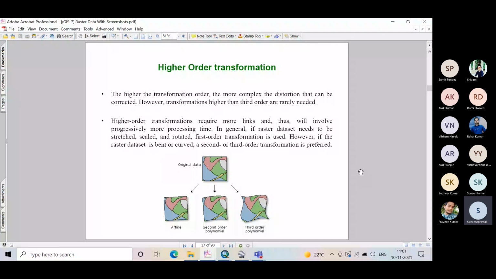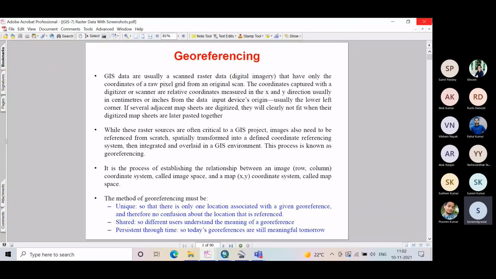So in the previous class, we started the discussion about the raster data. In that, we first of all saw georeferencing. As you must all remember, when we perform the scanning operation, we get a digital copy of any paper map. But that digital copy does not contain the map coordinates. It basically contains the scanner coordinates.